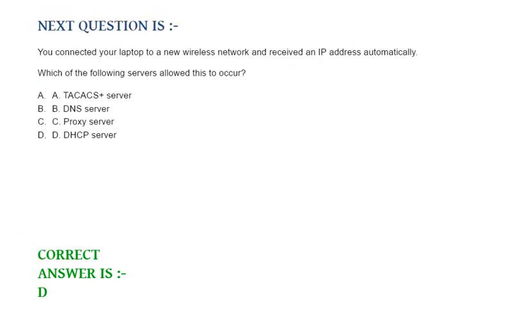Next question is, you connected your laptop to a new wireless network and received an IP address automatically. Which of the following servers allowed this to occur? Option A, TACACS Plus server. Option B, DNS server. Option C, proxy server. Option D, DHCP server. Correct answer is option D.